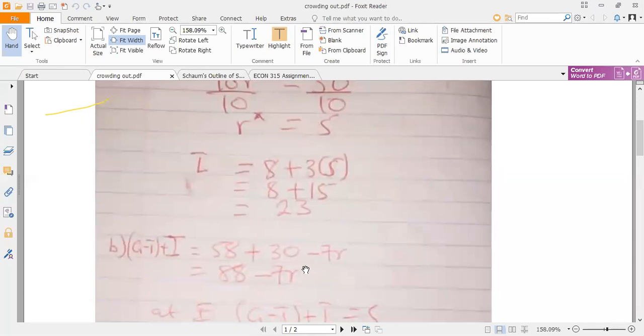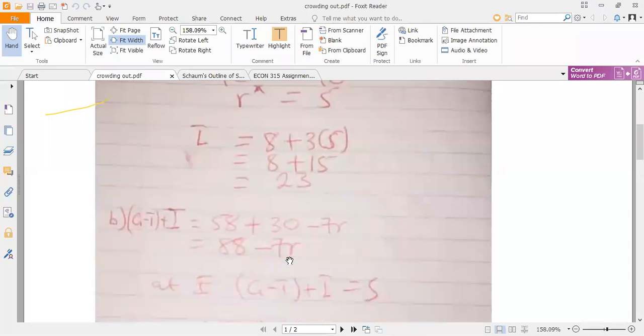That is what is going to cause the crowding out. So there was a bond finance government spending of 30 units. So now the demand for loanable funds won't only be the investment function. It will be the sum of the investments and then the bond finance government spending. So when we add that to the investment function, we'll get 88 minus 7R.